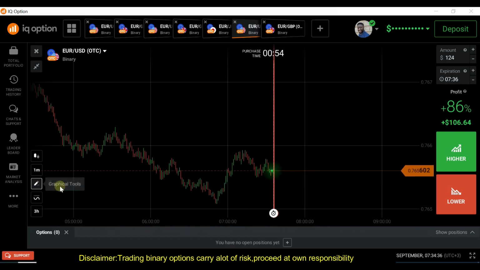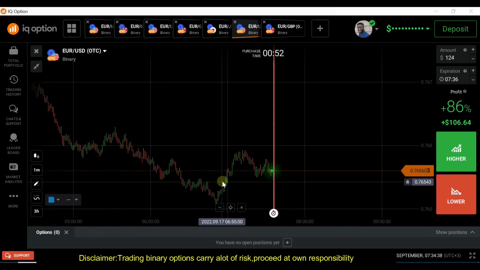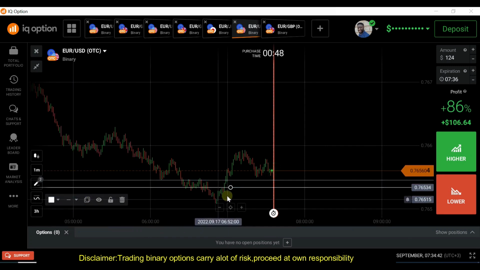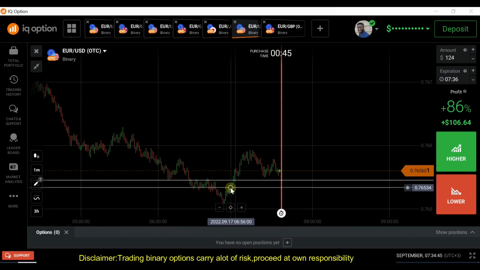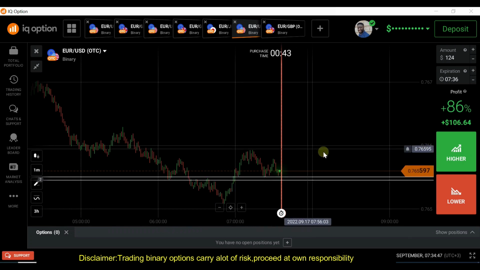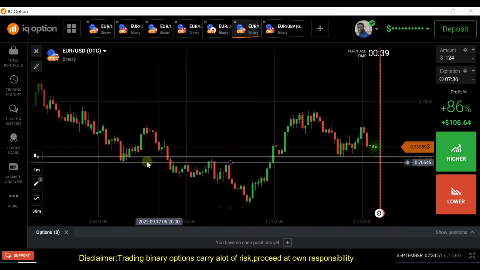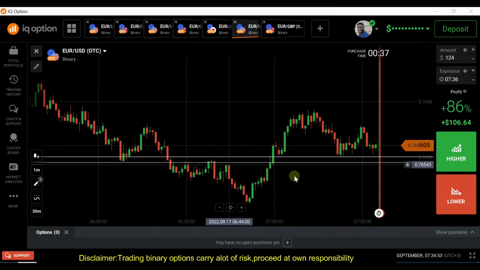So let's analyze this other market. Here I can see an area of support and resistance. So initially it was a support level, it turned a resistance area.